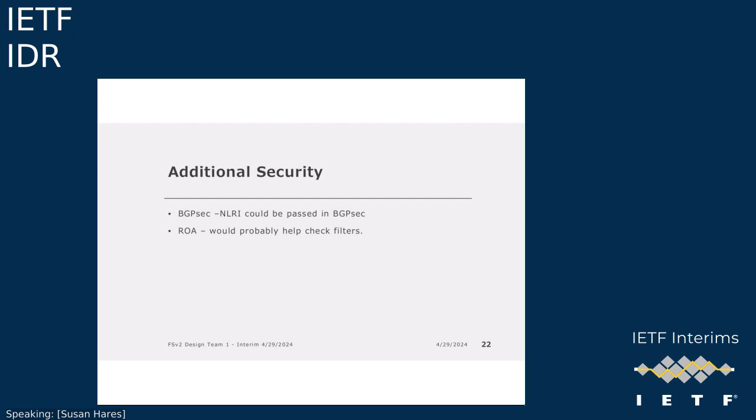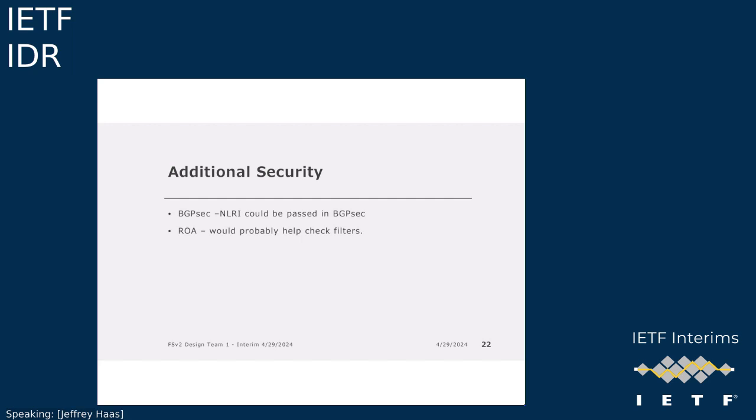BGPsec: the NLRI could be passed in BGPsec, but what I've learned about BGPsec is don't assume we could go there quickly, but it is possible to send this NLRI in BGPsec. ROAs might be a much quicker way to help the filters. But again, in BGPsec and ROA trade-offs, you have to make your choices and decide that it's worth the effort. Next one.